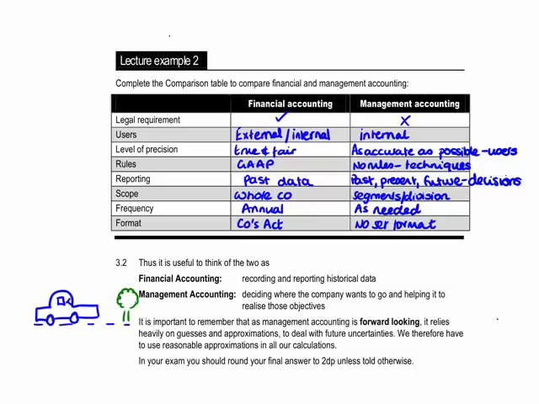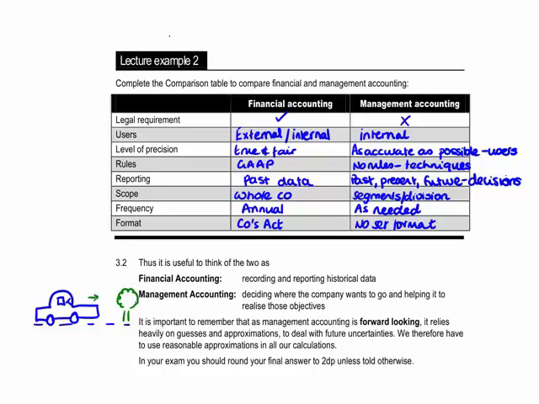Excuse the drawing, but you can think of management accounting as looking out of the windscreen and seeing, as you're driving towards the tree, that you're going to hit it if you carry on in that direction. So what you can do is swerve to avoid it. Financial accounting is only looking back after the event, so that's looking in the rear view mirror and seeing that you've hit the tree. Management accounting is about making changes and the ability to alter things because we've got that forward-looking information.